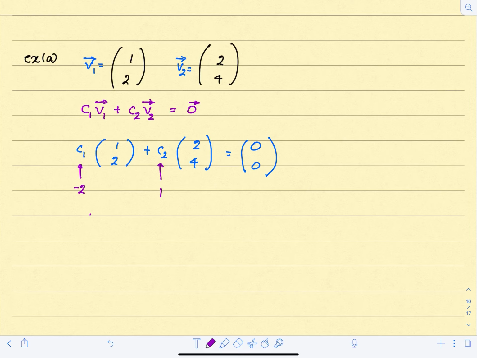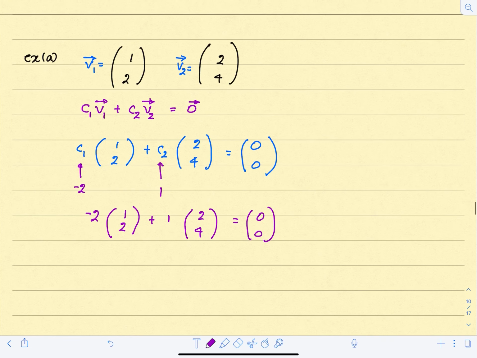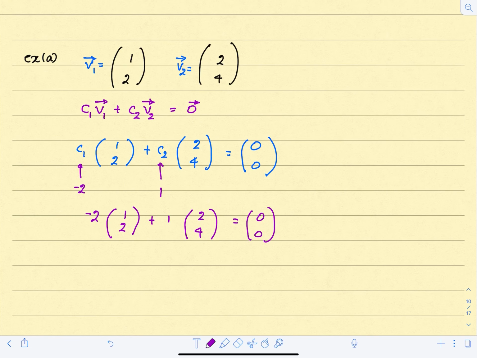So then you will get negative 2 times vector (1, 2) and 1 times vector (2, 4), and as you can see, this linear combination will give you the zero vector. Okay, now in some sense, this vector v2 depends on vector v1. As you can see, 2 times vector v1 equals v2.